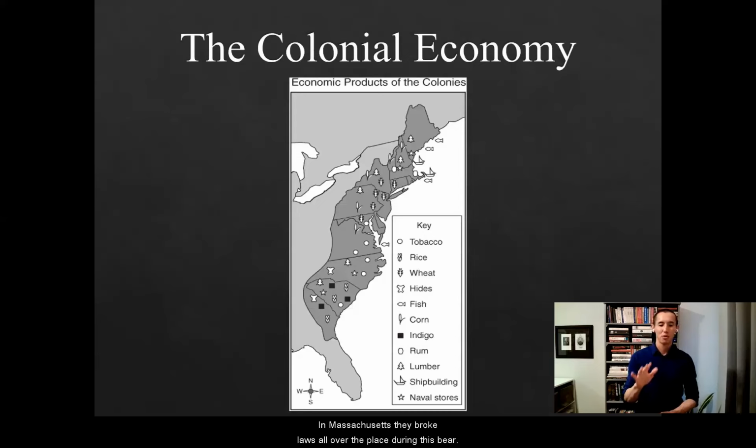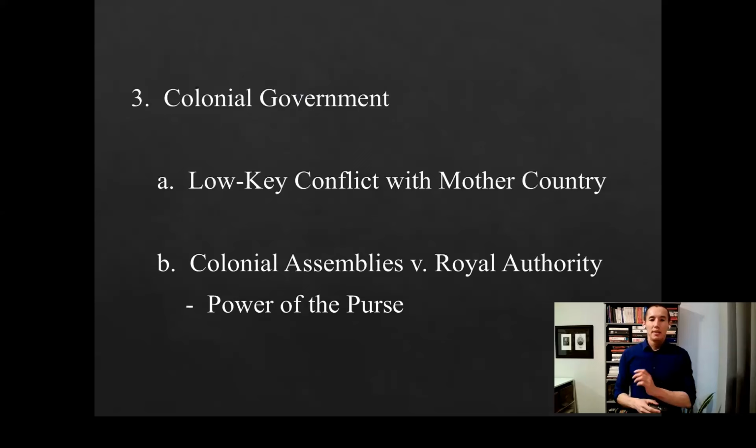In Massachusetts, they broke laws all over the place during this period. The British tried to get them to stop several times. And again, read the notes on the old colonial system, but overall, Massachusetts, they broke the Navigation Acts all over the place. Now, during this entire 100-year period, though, both England and the colonists, they had some problems, but they were all low-key conflicts.